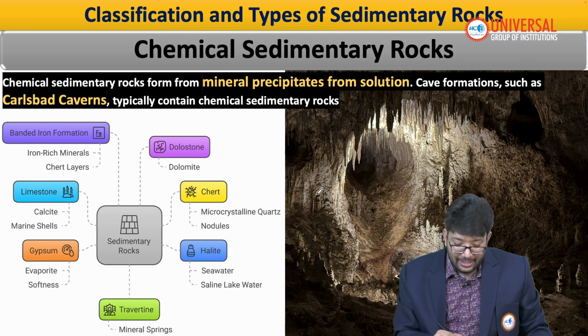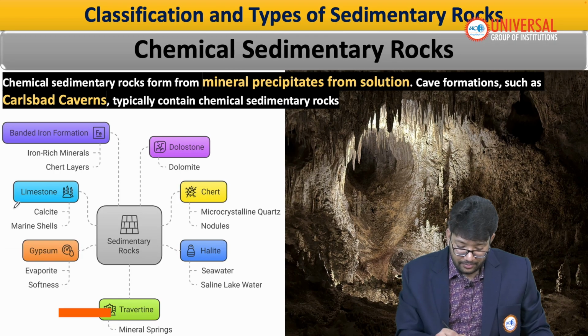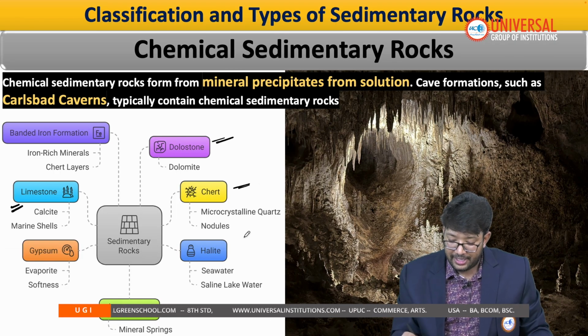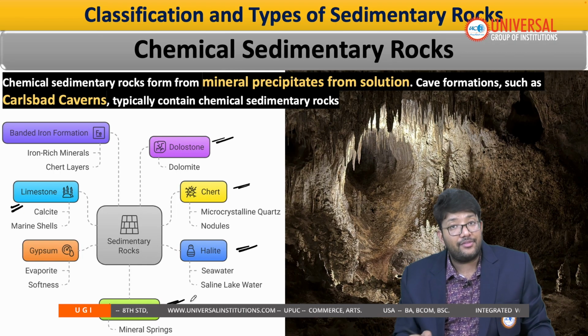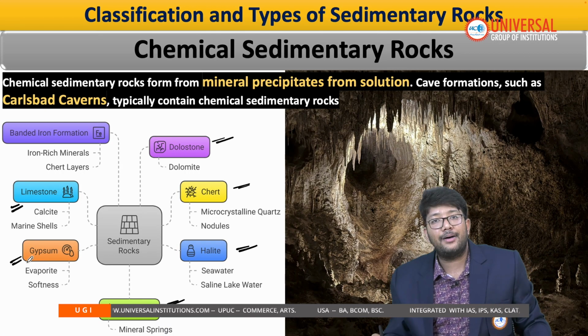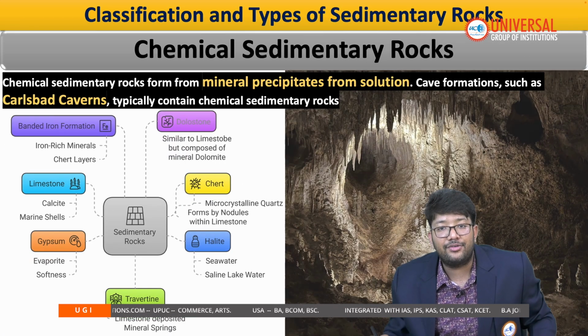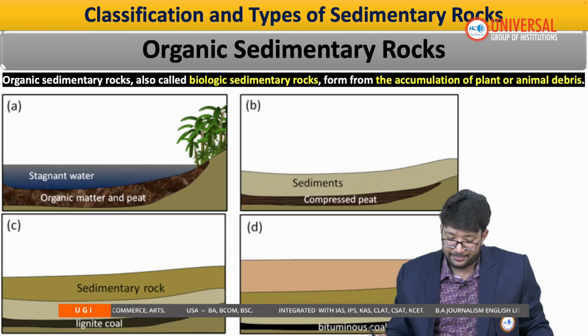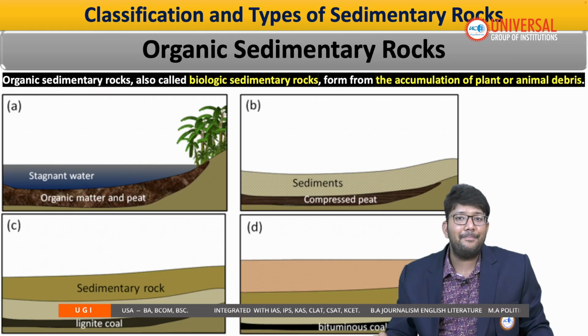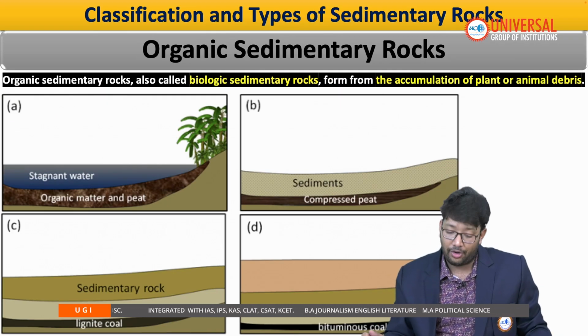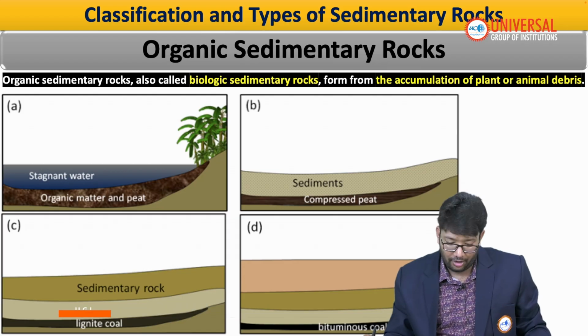Examples of chemical sedimentary rocks are limestone, dolostone, chert, halite, travertine and gypsum. You have to remember that. The third classification of sedimentary rocks is organic sedimentary rocks.